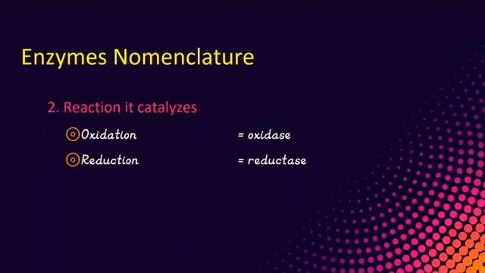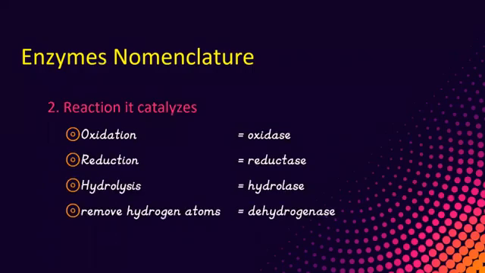Okay, so according to the reaction it catalyzes, we have five reactions. We have oxidation, so we can see oxidase. We'll be explaining this one by one later on. We have reduction, reductase, hydrolysis, hydrolase. So that is the nomenclature that we can see on our enzymes. Removal of hydrogen atoms, dehydrogenase, and removal of carboxyl groups is decarboxylase.